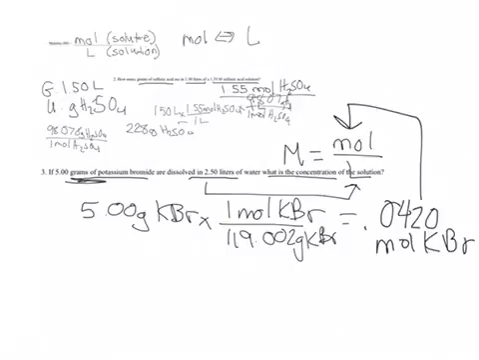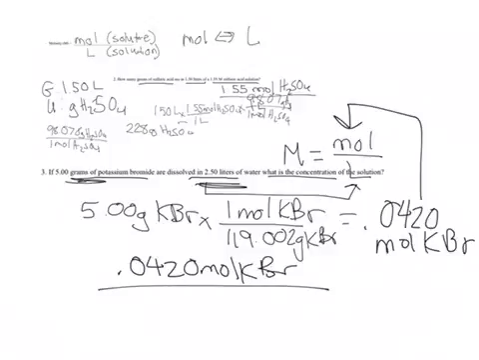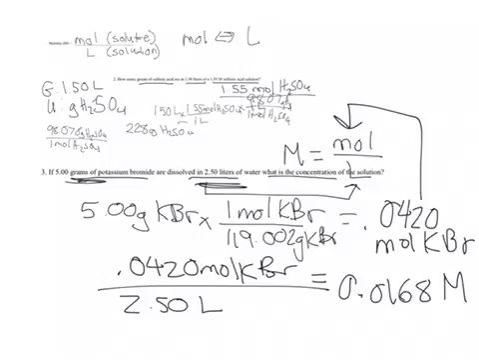So we now have our moles, and we were given our liters, and molarity, or concentration, is just moles divided by liters. So we are going to do that for our last step. 0.0420 moles of KBr divided by our liters. And that will give you the molarity, which will be 0.0168. And molarity's units is that big M.